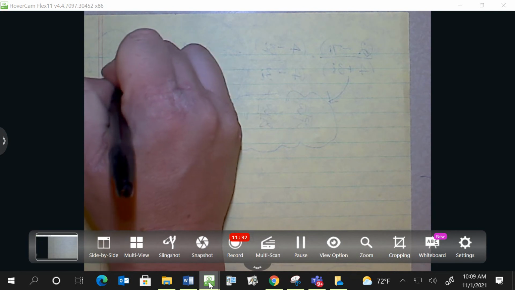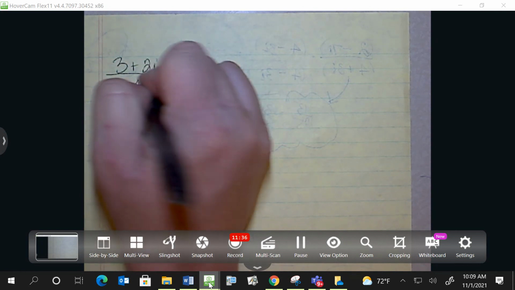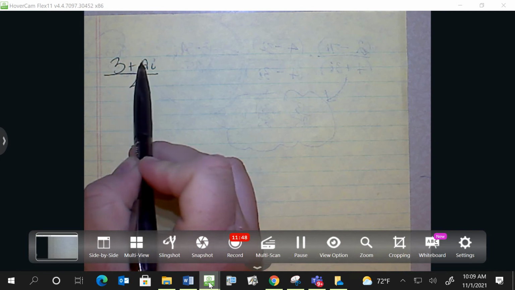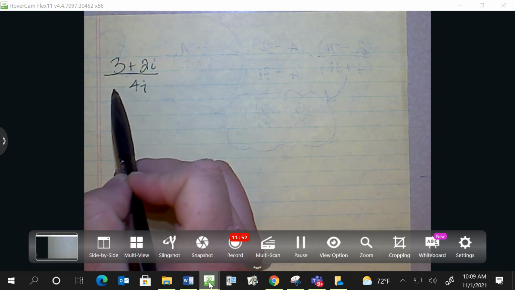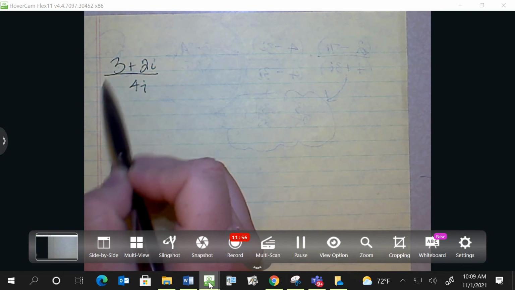Here we go. Ready? So here's your next one. 3 plus 2i over 4i. Please write it down. Complex numbers contain a real and an imaginary portion. So does the numerator have a real and an imaginary portion? Does the denominator have a real and an imaginary? It's missing this real portion, right? The one that doesn't have an i.